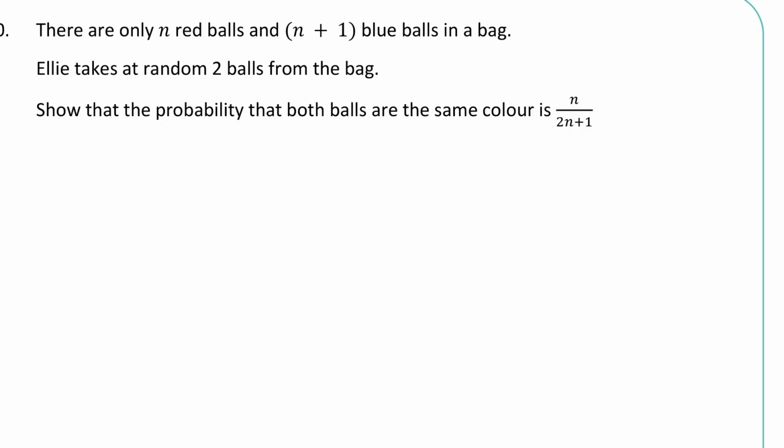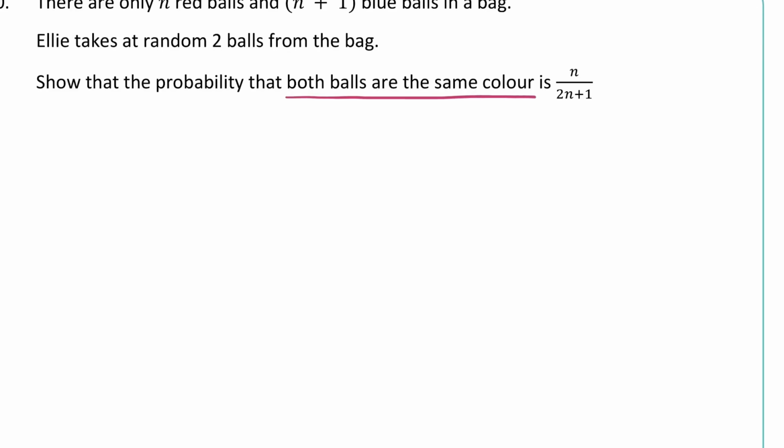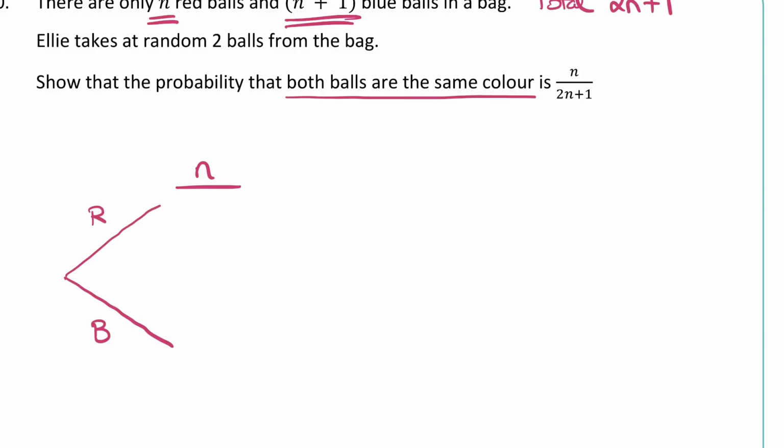That's a little bit annoying. Both balls are the same colour. That means we can have red, red and blue, blue. So it's a little bit longer than it first looked. But let's draw a probability tree and visualise what this looks like. So we have red and blue. Red, it says, was n over the total. Now, if there's n red and n+1 blue, that means we have a total of 2n+1. The n and the n gives us 2n and the +1. So n over 2n+1. And for blue, it would be n+1 over, again, 2n+1.